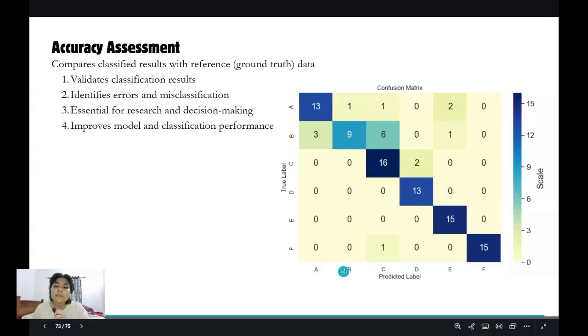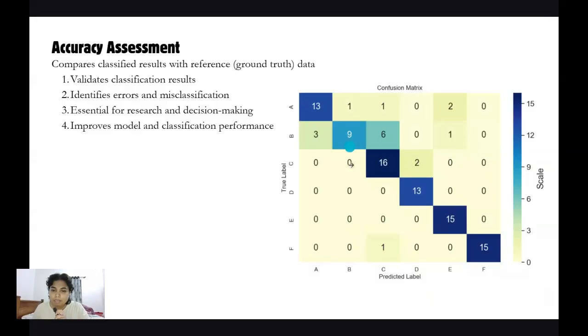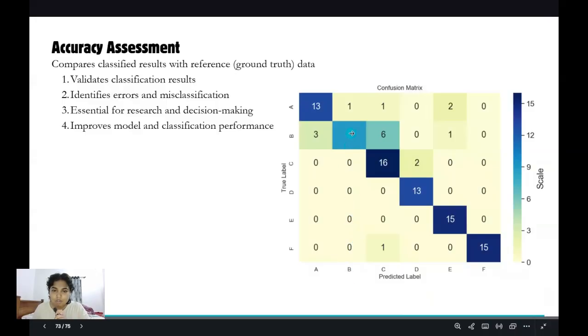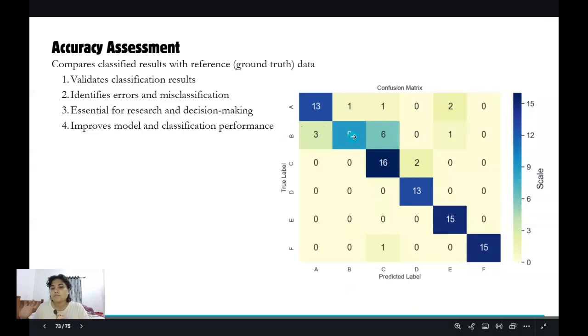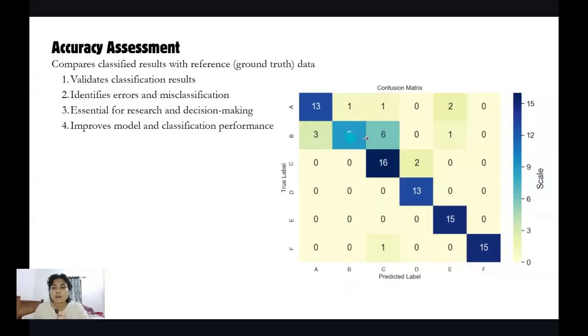So similarly, you have B class. In the field, actually it is B. But in the classification result you will see that 3 of them have shown up as A, 6 of them have shown up as C, then 1 has shown up as E. Okay, give me a thumbs up if you have understood this matrix table, the confusion matrix table.